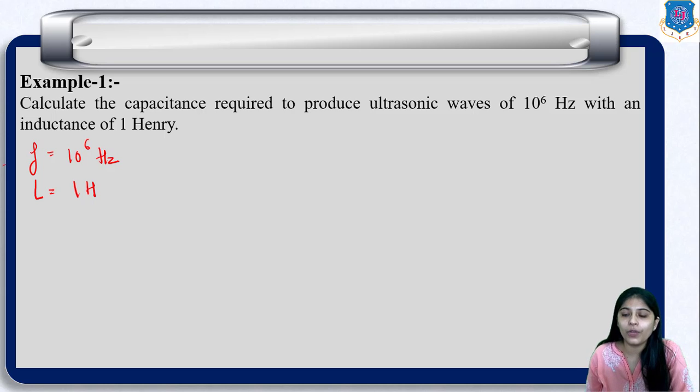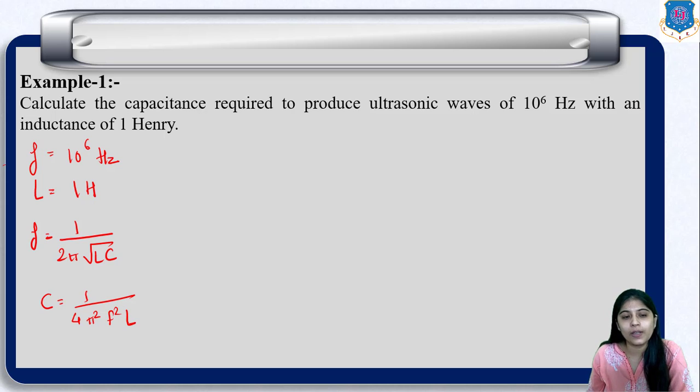Now we know that the mathematical expression that relates frequency, inductance and capacitance is f equals 1 upon 2 pi root LC. Here we are going to find the value of the capacitance, so first let us make capacitance the subject. So C will be 1 upon 4 pi square f square L. In this way we will be able to find the value of capacitance.